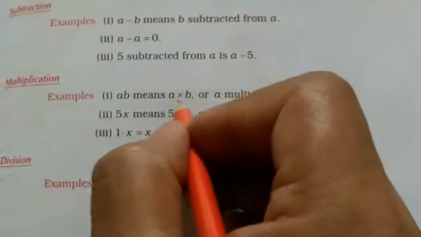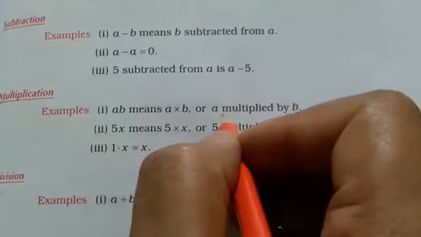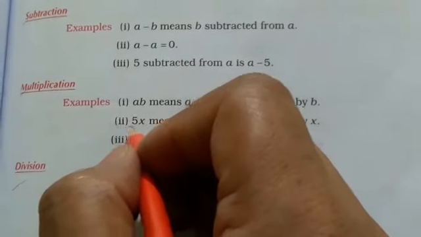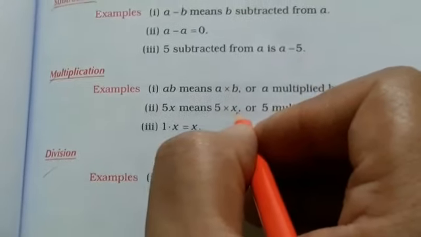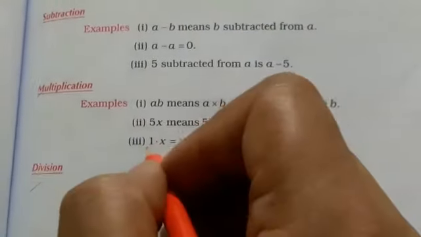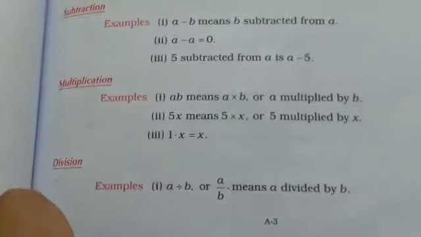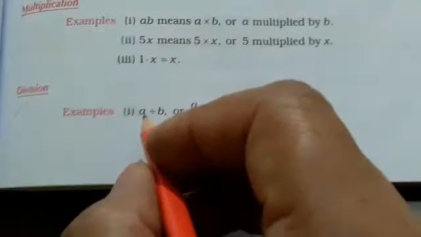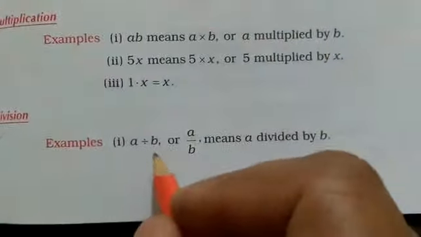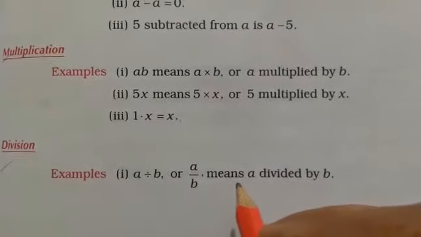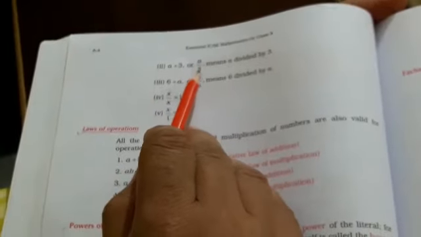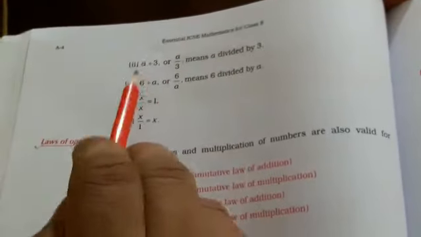Now multiplication. Example 1, ab means a into b or a multiplied by b. Second part is 5x, which means 5 into x or 5 multiplied by x. Third example is 1 into x, which means x. Next topic is division. Example 1, a divided by b, or a by b, means a divided by b. Second example is a divided by 3. We can write it like this: a will be the numerator and 3 will be the denominator, meaning a divided by 3.